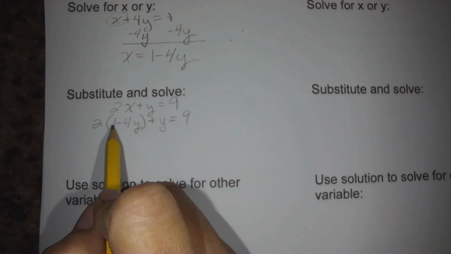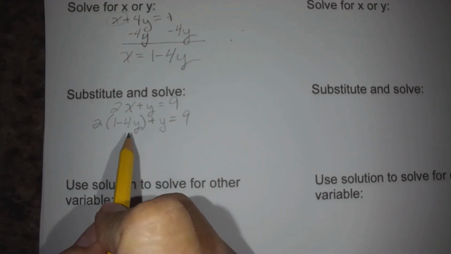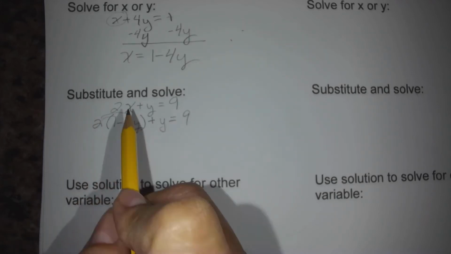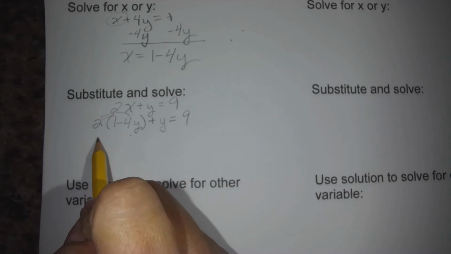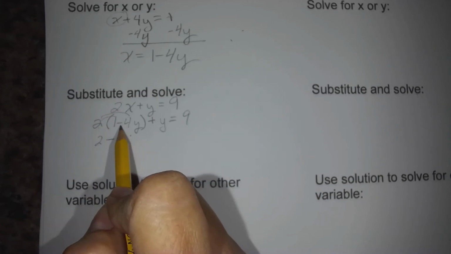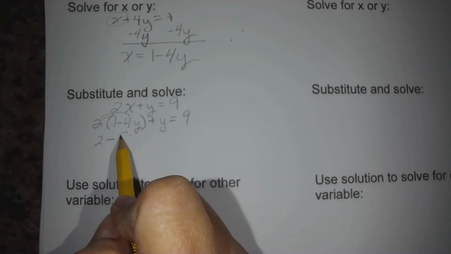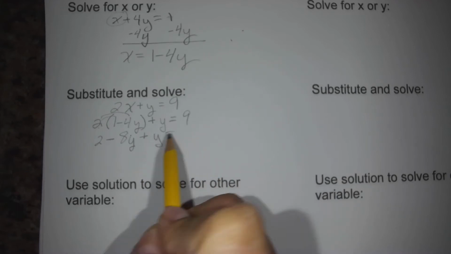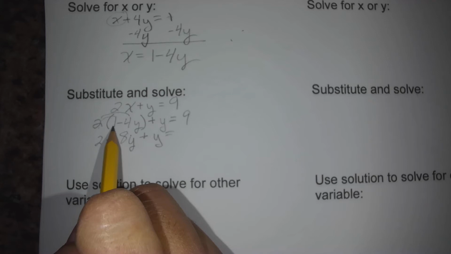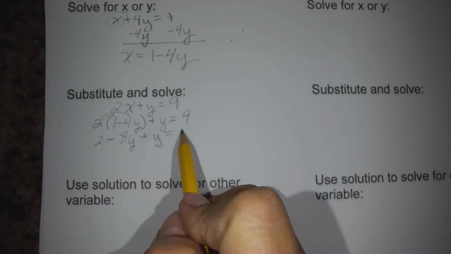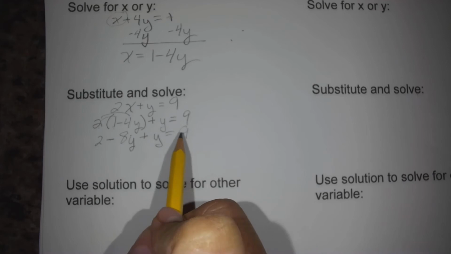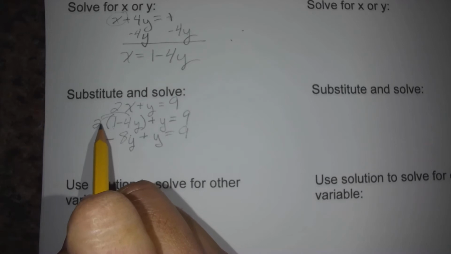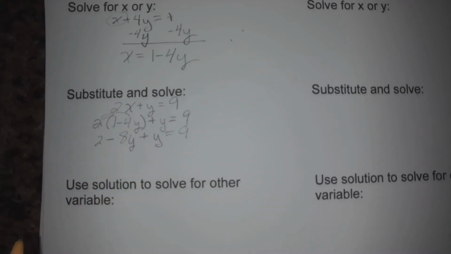I'm going to use my rules of distribution and solving with inverse operations. So I'm going to distribute this 2, which also means multiply. So 2 times 1 is 2. And then 2 times minus 4y is minus 8y plus y. Don't forget that the 2 only gets distributed into the terms that are inside the parentheses. Only. The y over here is not in the parentheses, so I don't distribute it to this one. I only distribute into the parentheses.